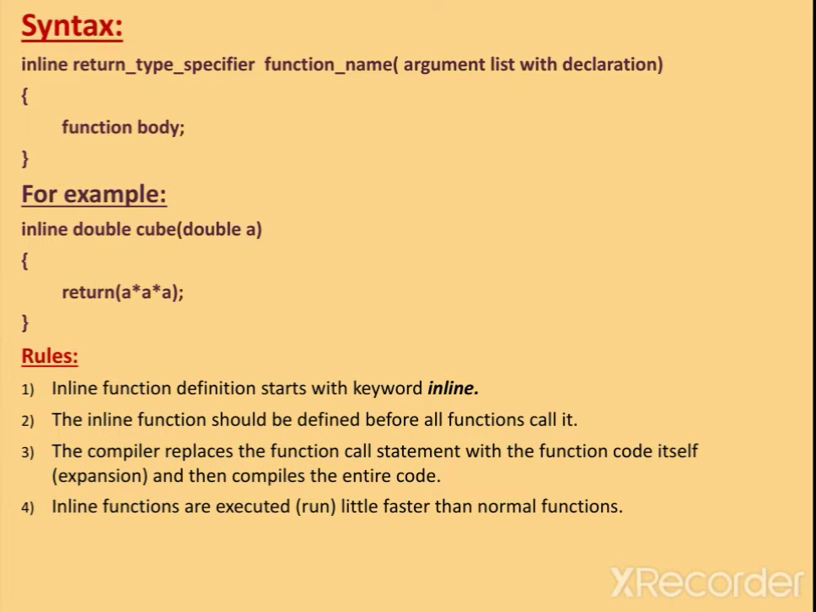See the syntax. Inline, return type specifier, function name with the argument list, with the declaration, and it contains the function body. Here inline is a keyword, and the function definition must start with this keyword or prefix, that is inline. Next, the return type specifier is the data type of the resultant value of that function. Whether the resulting value is an integer or float, double, char, any other type, that is the return type specifier. And the function name is helpful for identifying the function.